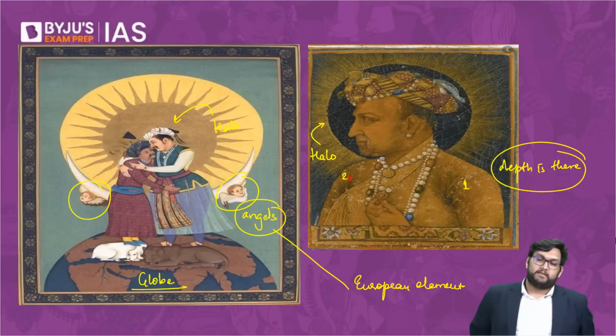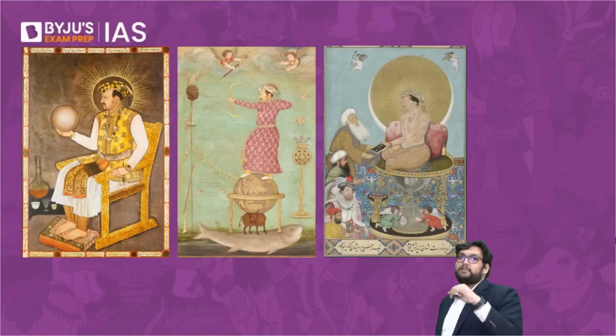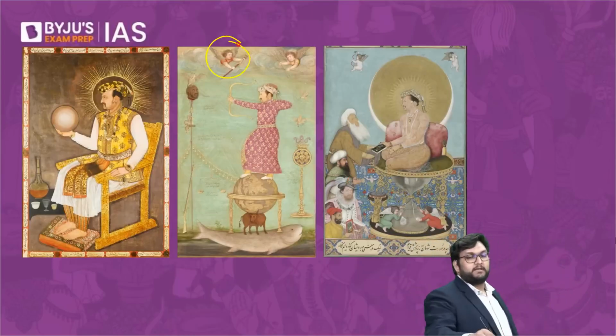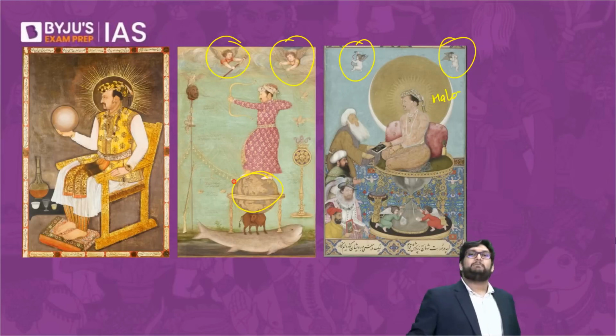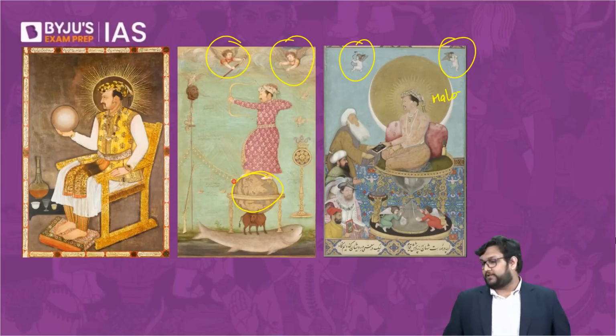Because depth is there. But Jahangir went overboard with this idea of European influence. You can see his angel part still remains. Halo is still there. But you see, he is literally standing on a globe and his name is Jahangir. The one who rules over the Jahan, Jahangir.